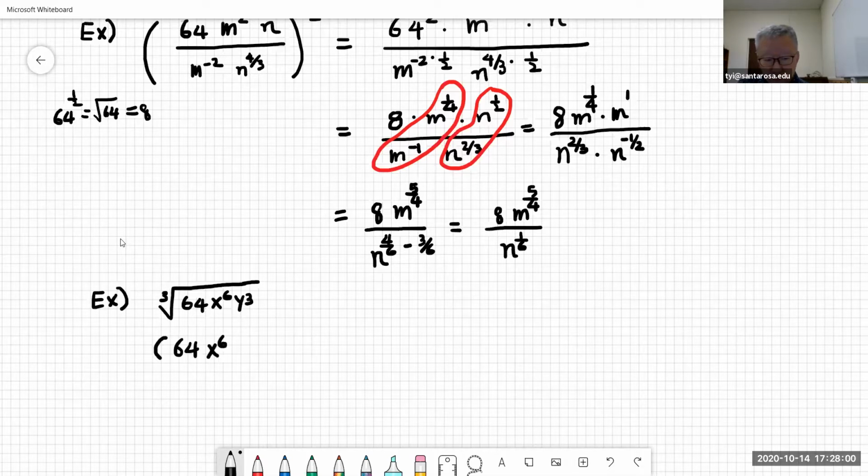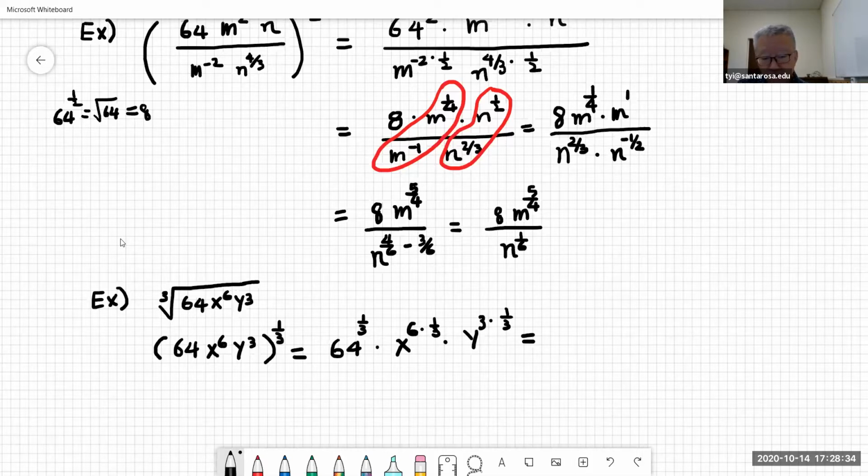Rather than using the cube root, we're going to put it into the rational exponent: 64 x to the 6, y cubed, to the 1/3. Then apply the rational exponent 1/3 using the power rule to all the components inside. So you will have 64 to the 1/3, then x to the 6 times 1/3, then y to the 3 times 1/3. So this becomes much easier.